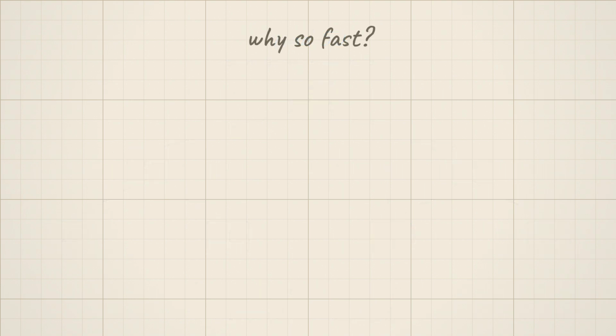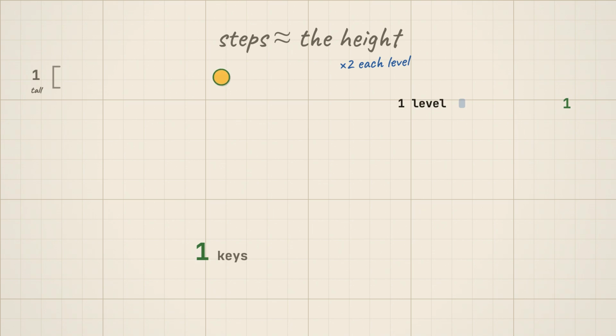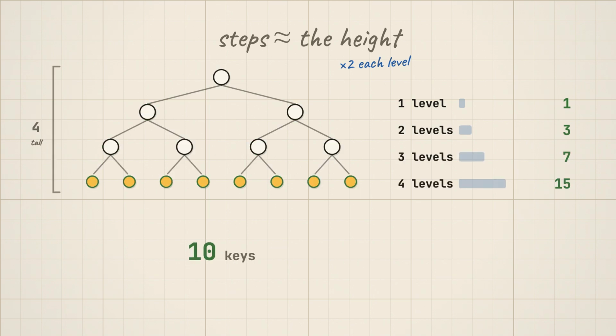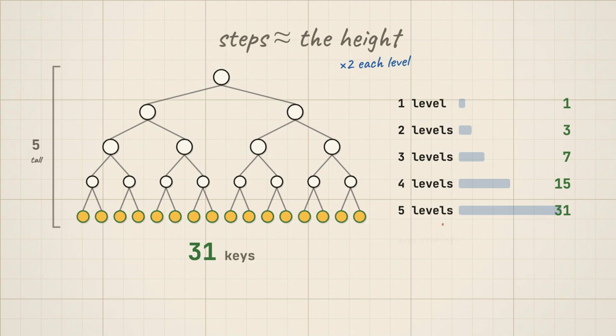Why can this be so fast? Because the number of steps depends on the height of the tree. A well-shaped binary tree can hold about twice as many keys every time we add another level. One level can hold one key. 2 levels can hold 3. 3 can hold 7, then 15, 31, and so on. The capacity grows very quickly, so a perfectly shaped tree can hold more than 1 million keys in only about 20 levels. Search is fast because the tree is short.